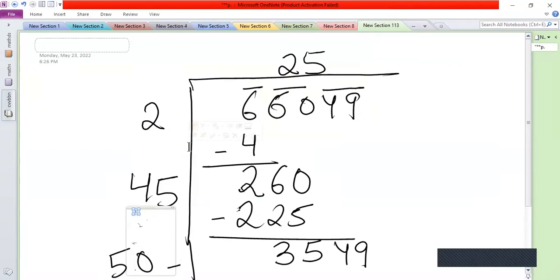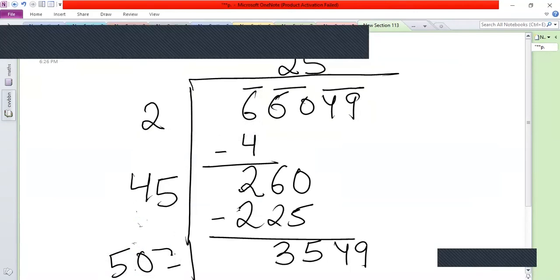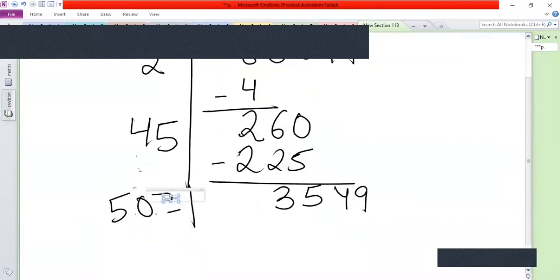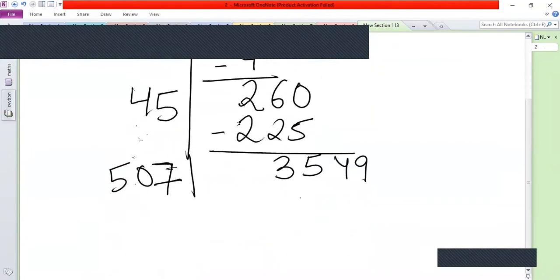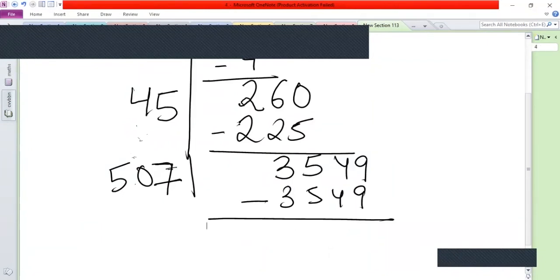Ma'am, it will be 7, ma'am. Will be 7. Okay. So 507 into 7 is what? Is it fully going, or still we have any remainders? Going, ma'am. It's fully going. Okay. So it is 3, 5, 4, 4, 9. So you got your remainder as 0, ma'am.